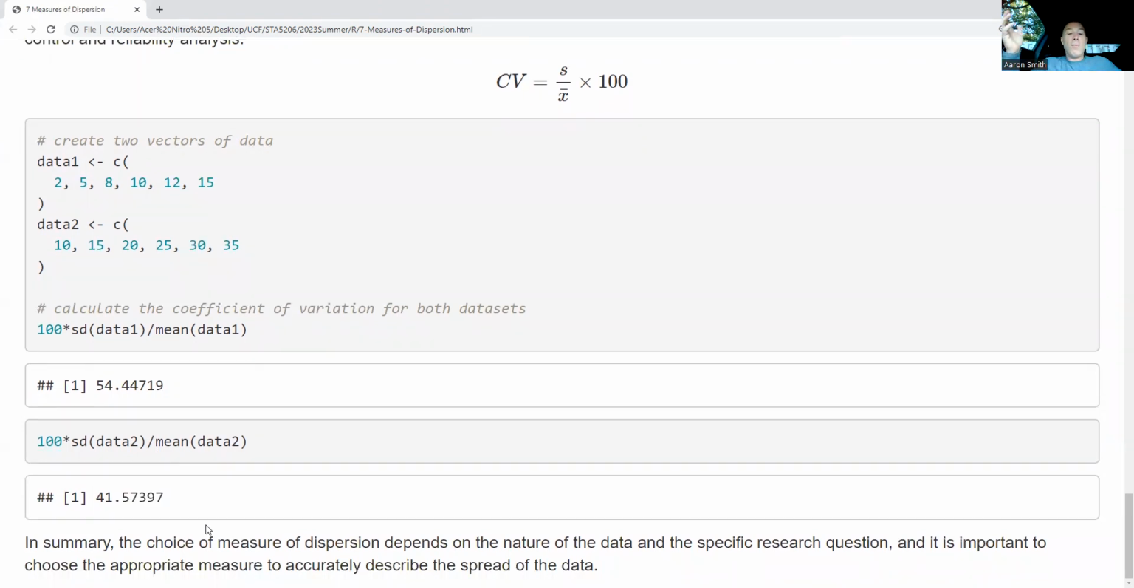In summary, the choice of measure of dispersion depends on the nature of the data and the specific research question. It is important to choose an appropriate measure for accurately describing the spread of the data.